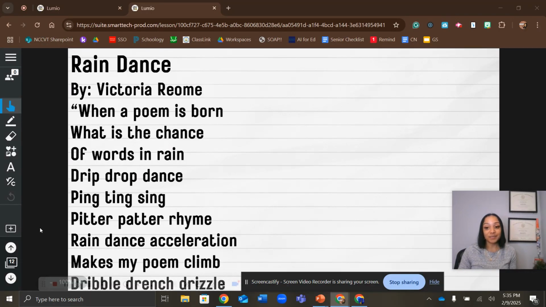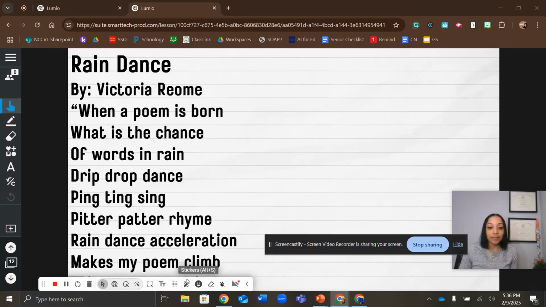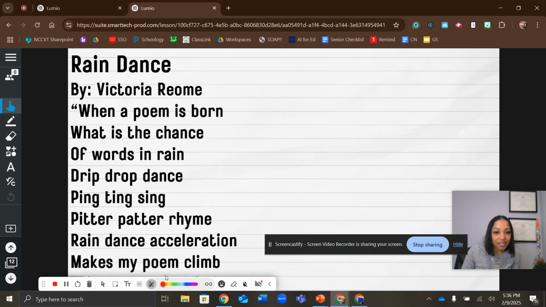So when I look at this poem, I see several examples of onomatopoeias. I'm going to go ahead and reread the poem again, and I'm going to circle the ones that I got, and let's see if you got the same ones. So one more time. Rain Dance by Victoria Riom. When a poem is born, what is the chance of words in rain, drip, drop, dance?